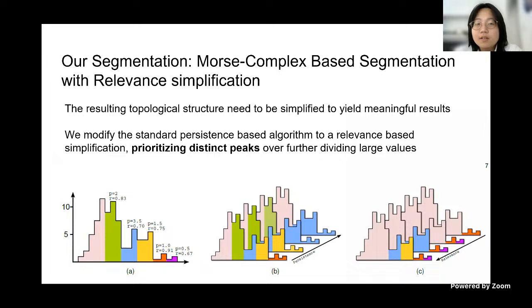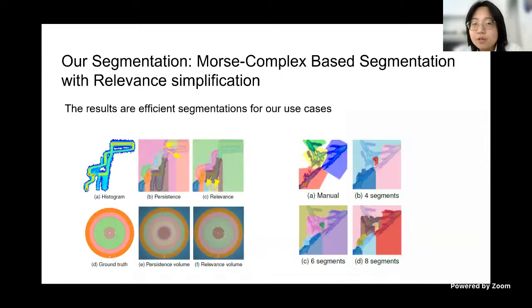So we modified the standard persistence-based algorithm to a relevance-based simplification in our case, because we want to prioritize distinct peaks over further dividing larger values. The result looks pretty good for our use cases. As seen on the left image, with the same number of segments, the relevance-based volume provides a much better segmentation, with a closer resemblance to the ground truth. And then on the right, we see that as we increase the number of segments, our result matches the manually segmented result very closely.